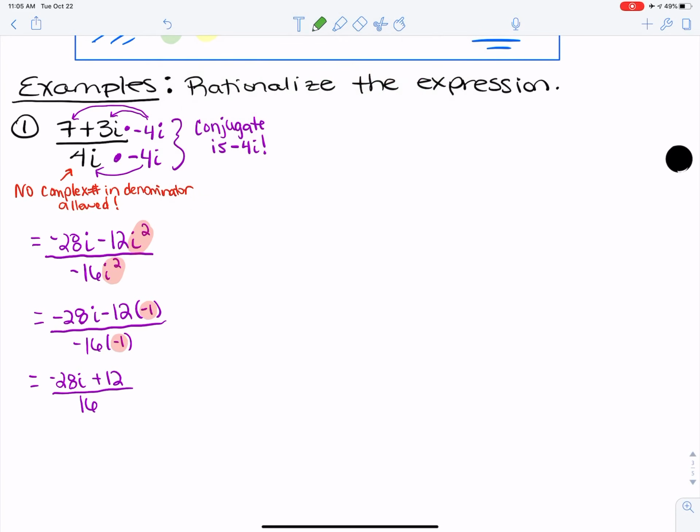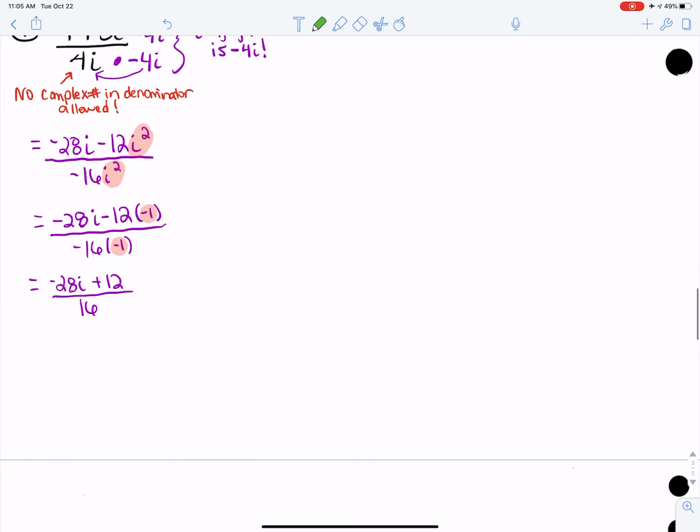And then the last step, we're almost there, is to simplify. What can divide all three of these numbers? All three of these numbers can be divided by 4. So 16 divided by 4 is 4. 12 divided by 4 is 3. Negative 28 divided by 4 is negative 7. And so our final answer, once we rewrite it one more time, is negative 7i plus 3 divided by 4.